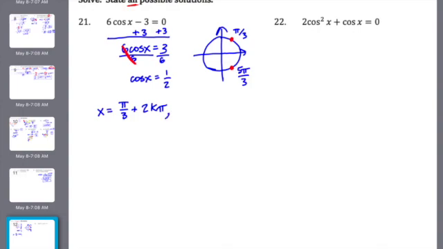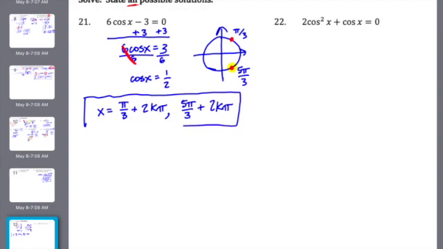The other solution is the same idea. So if I start here at 5 pi over 3, I can go around and get back to that same spot. So I can just keep adding 2k pi. So 5 pi thirds plus 2k pi is my other part of the solution. All right.